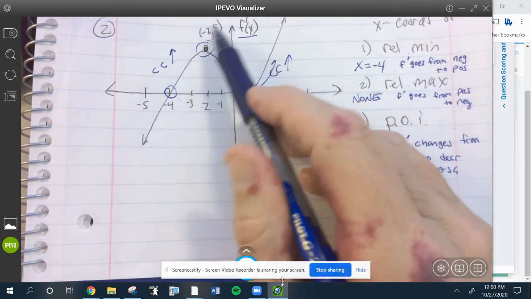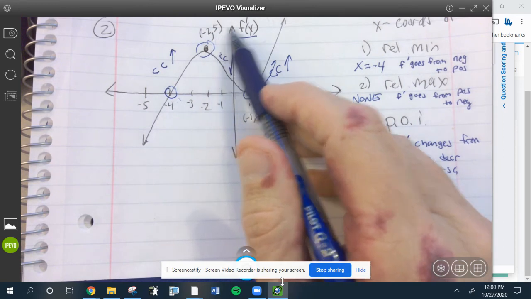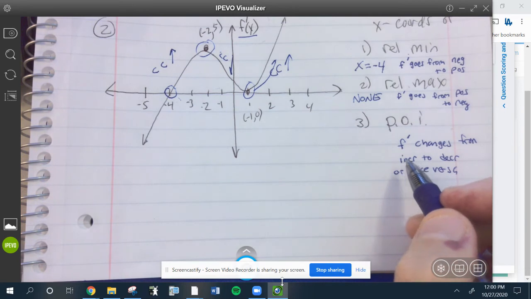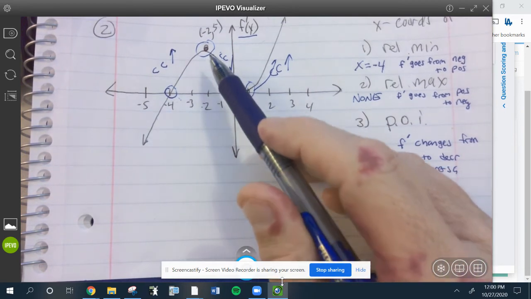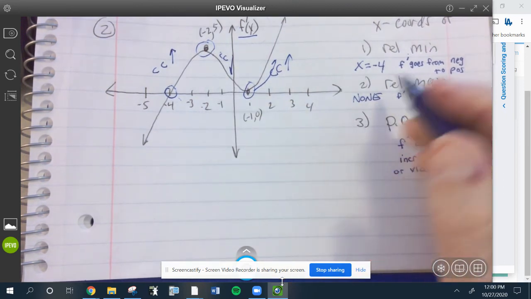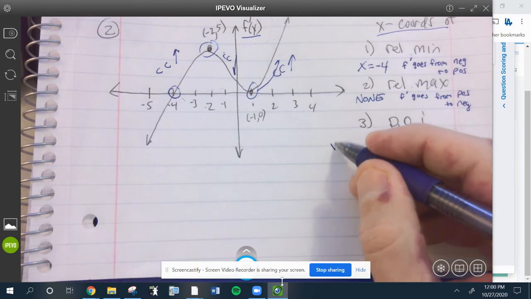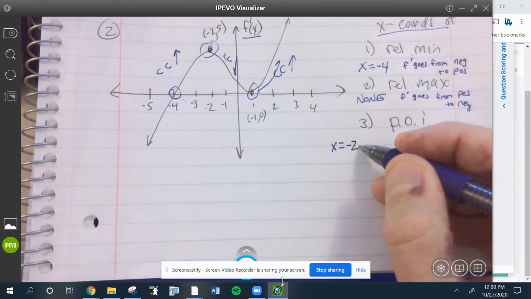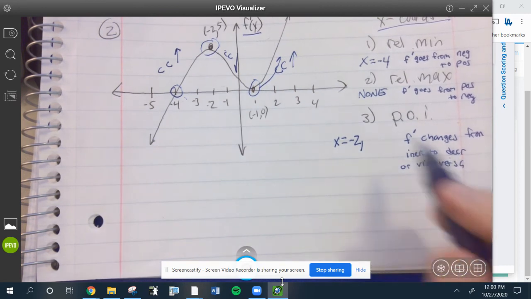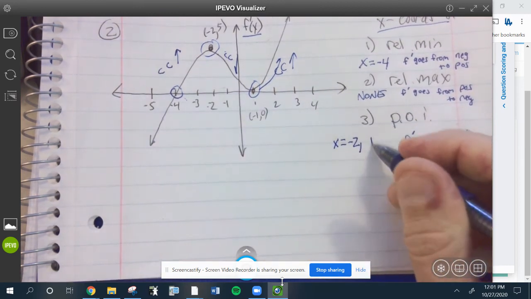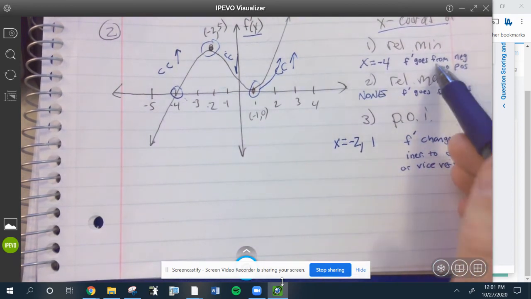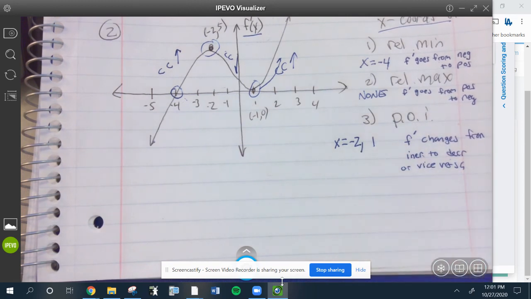Now, don't say the point is -2, 5. That's just the point on the derivative. We don't know the point on the graph. That's why we're just looking at x-coordinates. We do know that it did change at x equals -2. So the x-coordinate of a point of inflection is x equals -2 because the derivative changed from increasing to decreasing or vice versa. And then again at x equals 1. So hopefully that helps with the graphs. They're pretty simple if you understand and remember the justification.